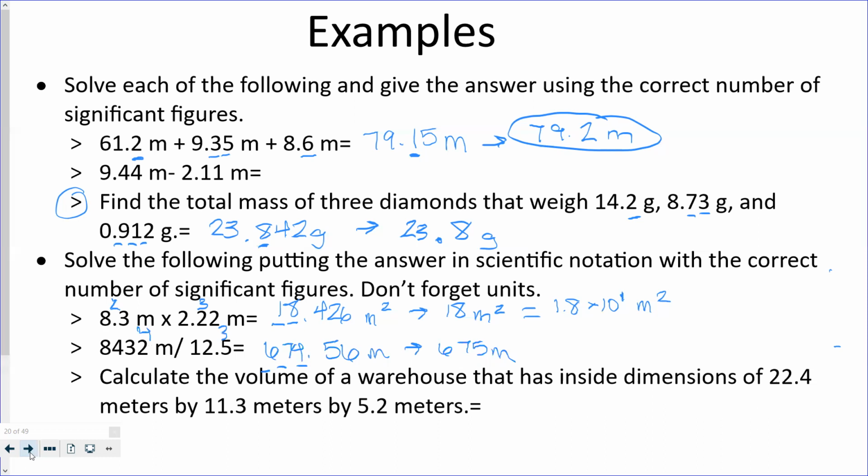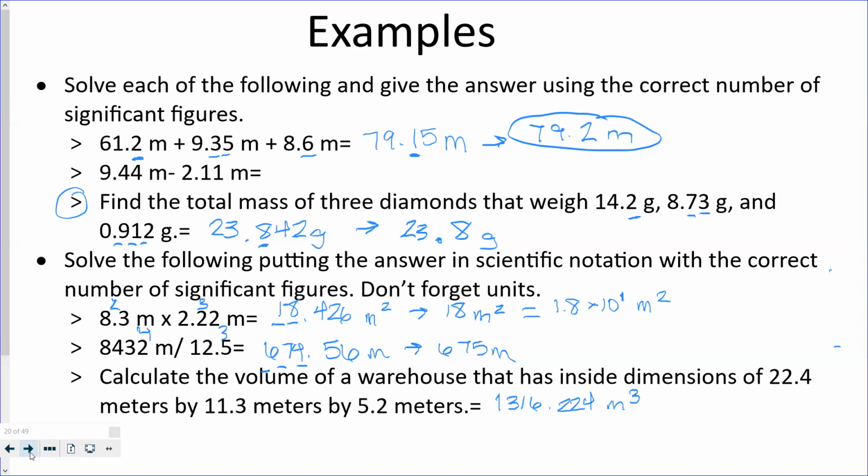Looking at this last one, it says calculate the volume of a warehouse that has inside dimensions of 22.4 meters by 11.3 meters by 5.2 meters. So volume is length times width times height. So you multiply the 3 together. And this gives us an answer of 1,316.224, and that's meters cubed.